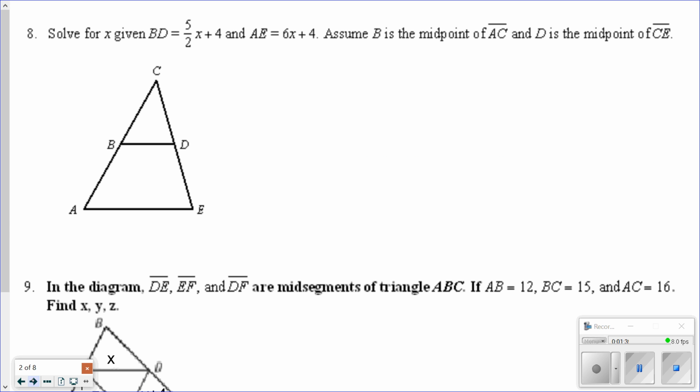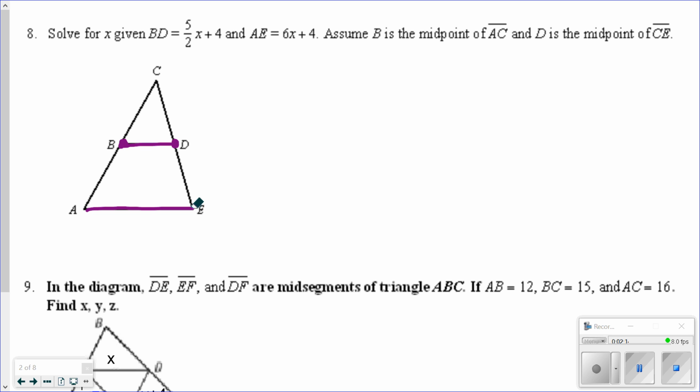So now let's do some math. For number 8, solve for x given that BD is equal to 5/2 x plus 4 and AE is equal to 6x plus 4. Assume B is the midpoint of AC and D is the midpoint of CE. If B is the midpoint of AC and D is the midpoint of CE, that means this segment here is the midsegment, and this segment is parallel to the third side, which in this case is AE.